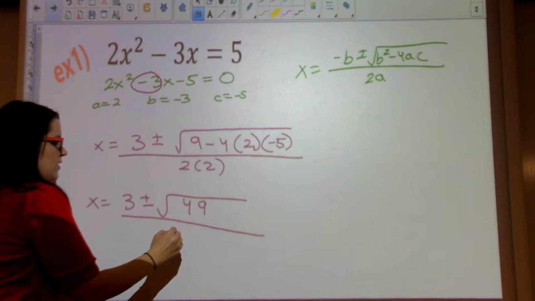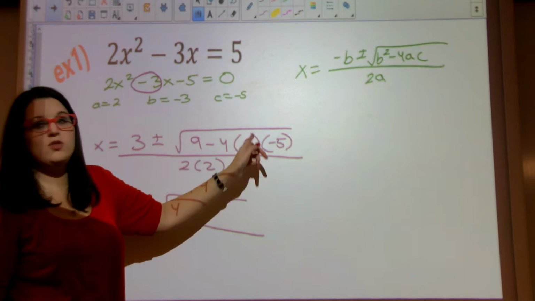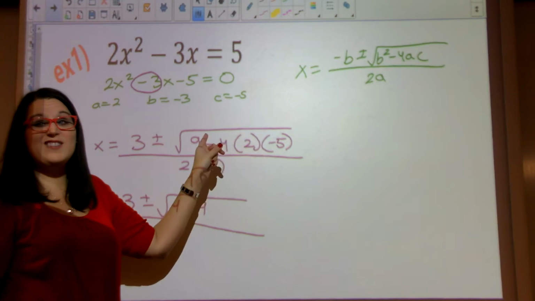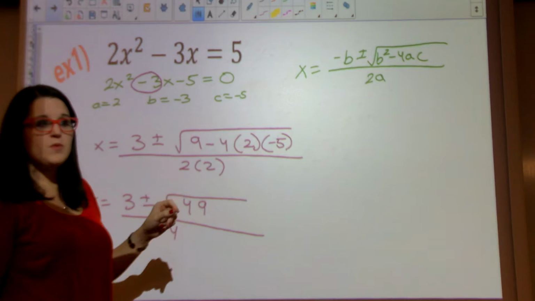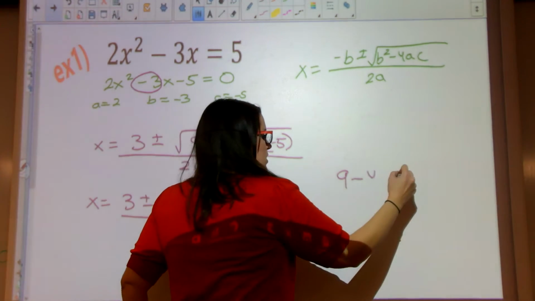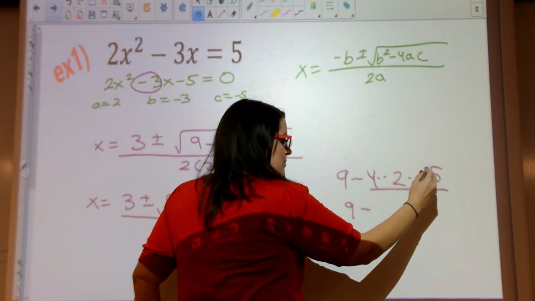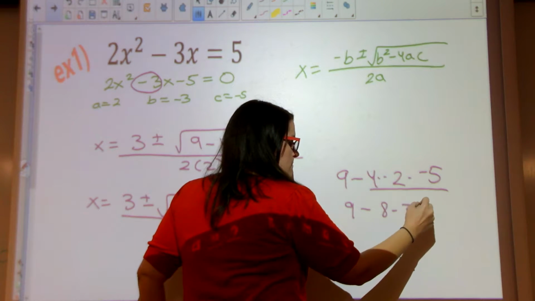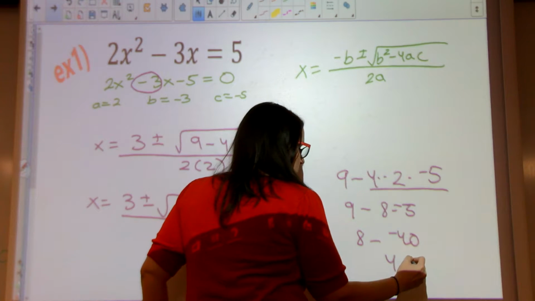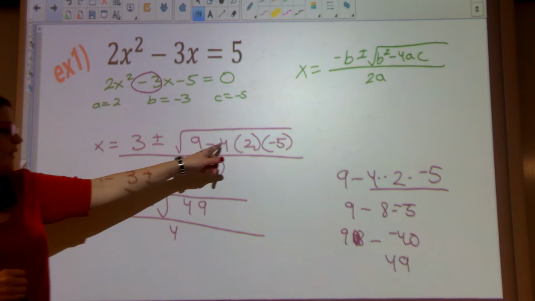I get negative 31. You can literally type this in as you see it. 9 minus 4 times 2 times negative 5. Okay? But I see that negative and the negative. I know that made a positive, so I knew it wasn't a negative number in there. I have 9 minus 4 times 2 times negative 5. Do your multiplication first, the order of operations. 8 times negative 5. It's negative 40. 9 minus negative 40, which is positive 49. All I'm doing is cleaning up that inside.